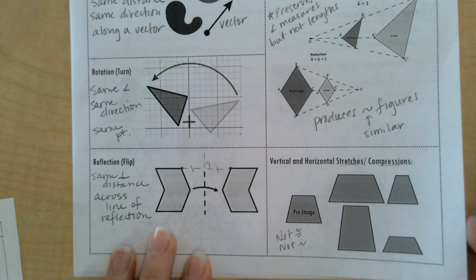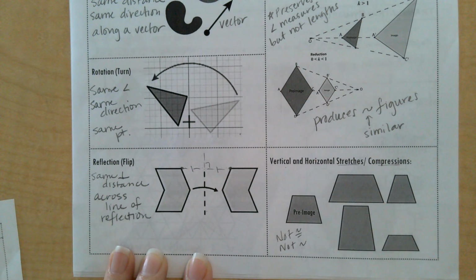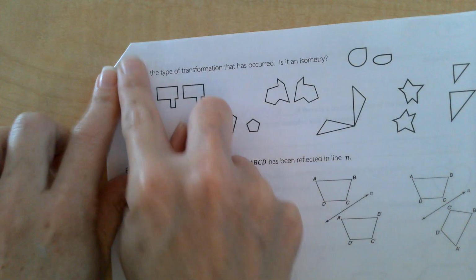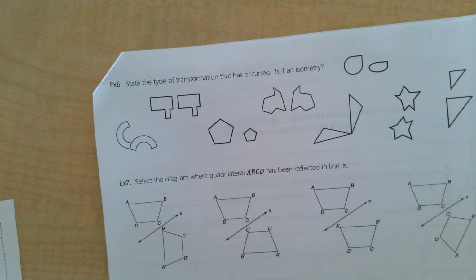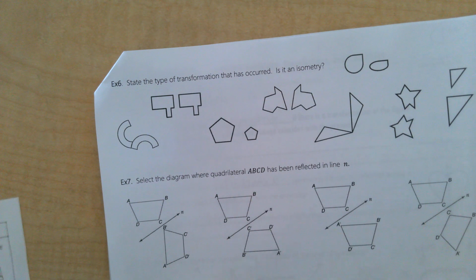Questions so far? Okay, when you're ready, flip. Okay, all right. So we are going to go through these and state what type of transformation has occurred, and then we'll tell whether it's an isometry or not.